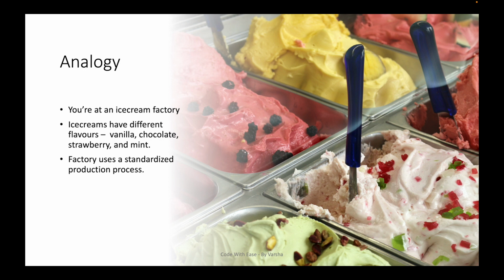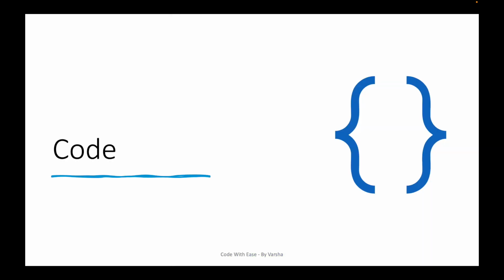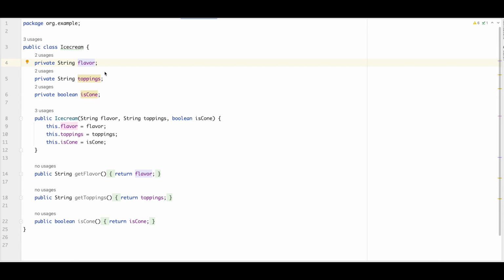So if I have to write the code for this, that I am at an ice cream store and there are different flavors of ice cream, how do I write the code? Let's go to the IDE and see the code for this. Okay, so now let's take a look at the existing code.